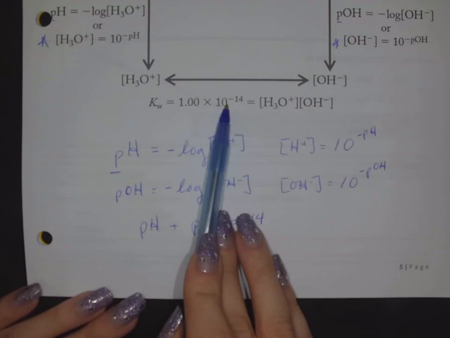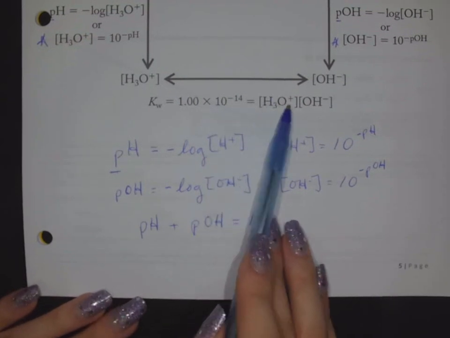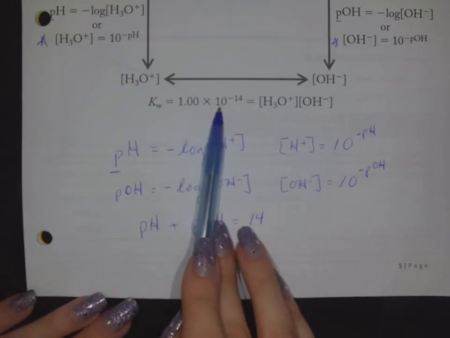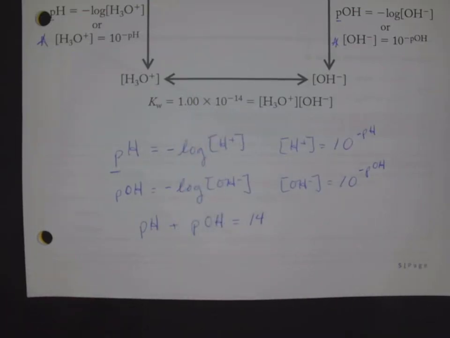And if you multiply together the concentration of hydronium multiplied by the concentration of hydroxide, that equals 1 times 10 to the negative 14.